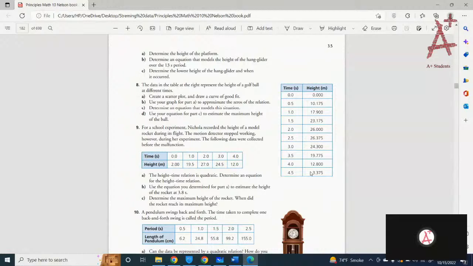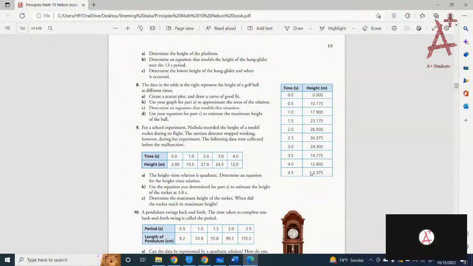For a school experiment, Nicola recorded the height of a model rocket during its flight. The motion detector stopped working. However, during her experiment, the following data were collected before the malfunction. The height-time relation is quadratic. A: Determine an equation for the height-time relation. B: Use the equation you determined in part A to estimate the height of the rocket at 3.8 seconds. C: Determine the maximum height of the rocket. When did the rocket reach its maximum height?